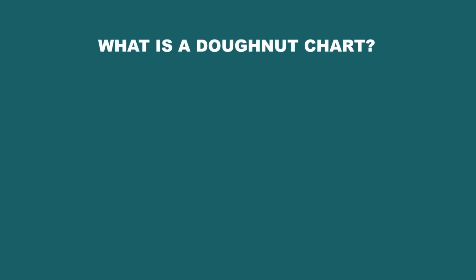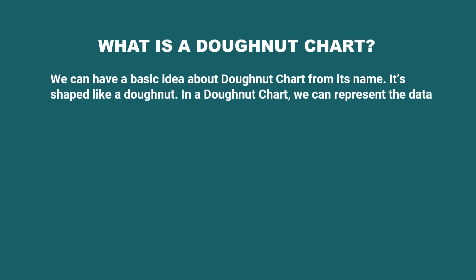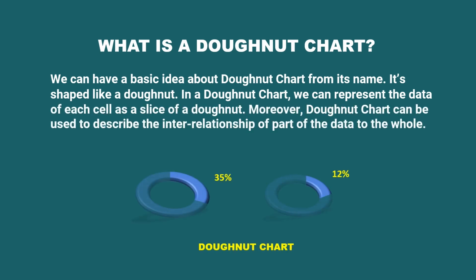So what is a doughnut chart? We can have a basic idea about the doughnut chart from its own name. In a doughnut chart, we can represent the data of each cell as a slice of a doughnut. Moreover, a doughnut chart can be used to describe the interrelationship of a part of the data to the whole data.